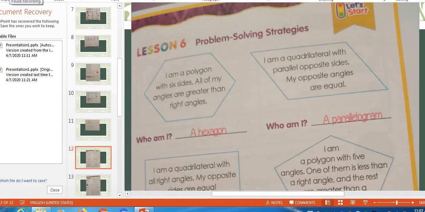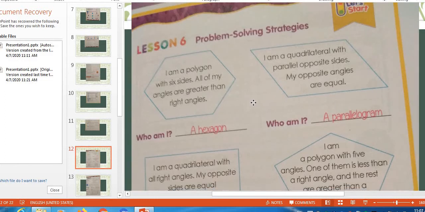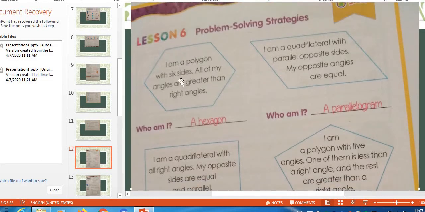Welcome back. In this lesson you are going to use the problem solving strategy to solve problems that involve 2D shapes and their attributes. How can you use the problem solving strategy? We are going to apply the steps of the strategy. Let's start. I'm a polygon with 6 sides. All of my angles are greater than a right angle. Who am I? Do you remember? Hexagon, right?